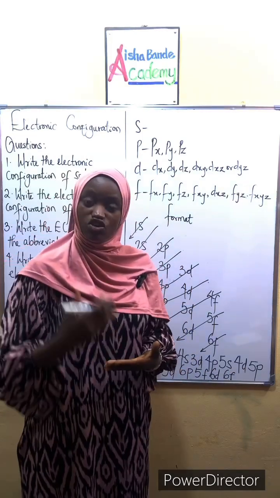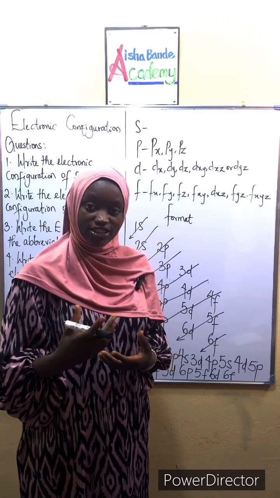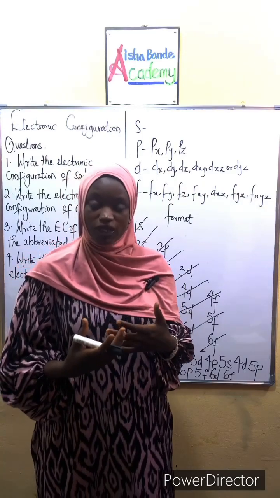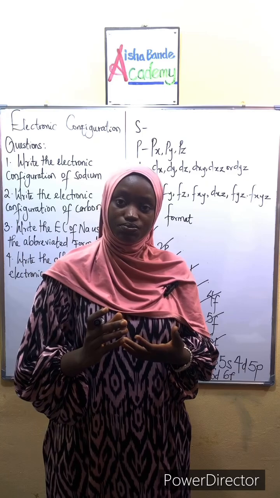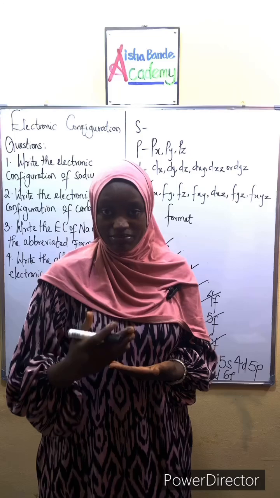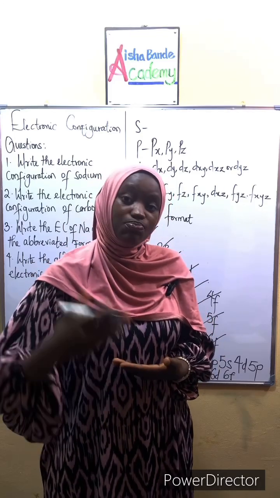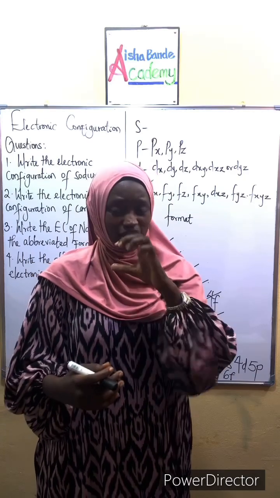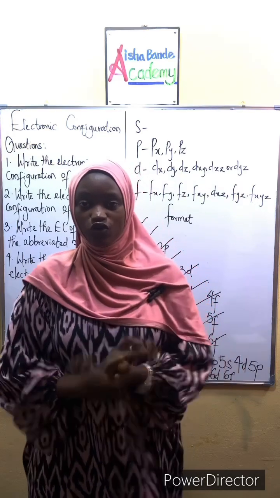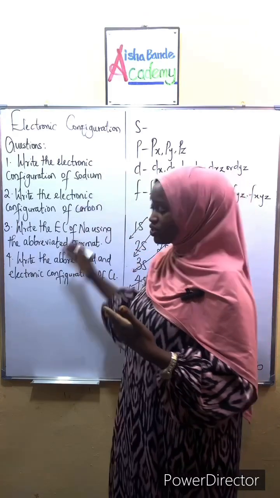So basically, the arrangement of electrons in orbitals can be in the form of a diagram or in a specified configuration. And under electronic configuration, there is what we call the abbreviated form. The abbreviated form has to do with using the electronic configuration of the noble gas preceding the desired element and then filling the remaining valence electrons in the next principal energy level. So that's basically the abbreviated form of writing electronic configuration. We'll understand this better when we start solving some of the questions we have on the board.